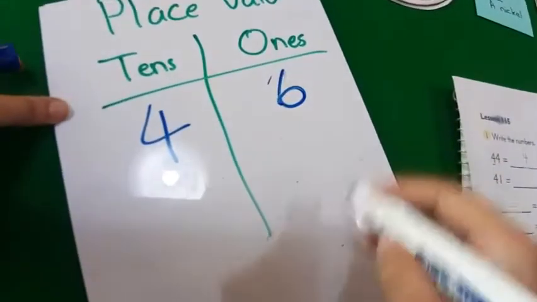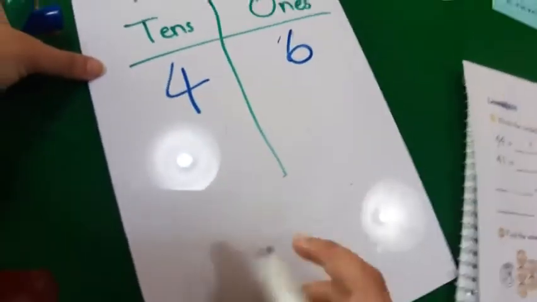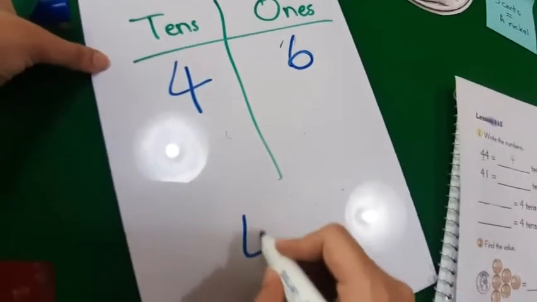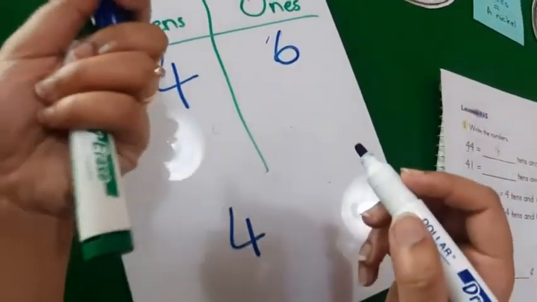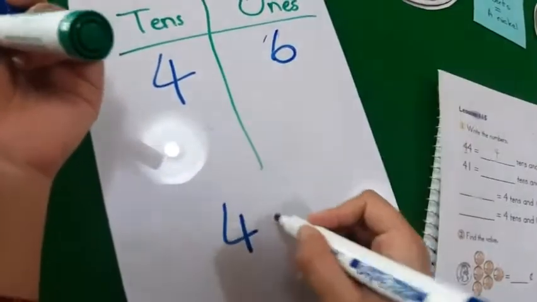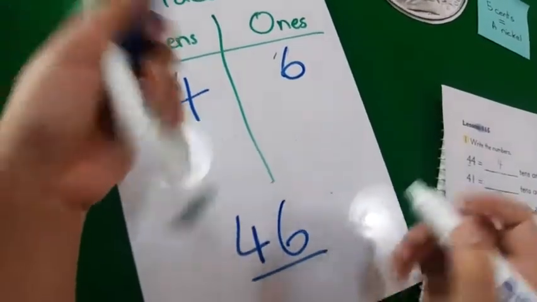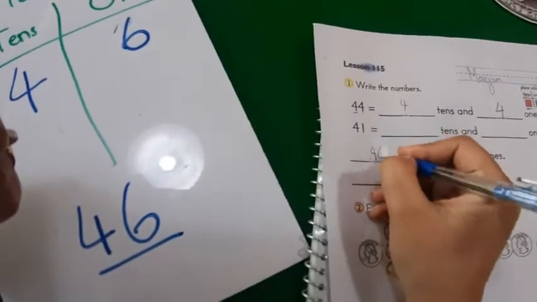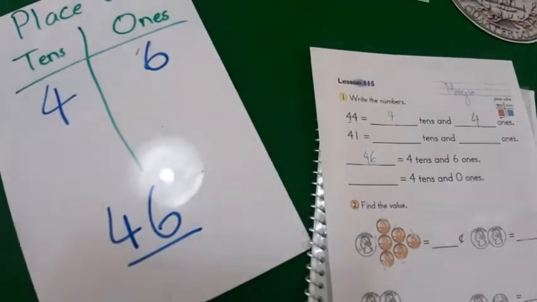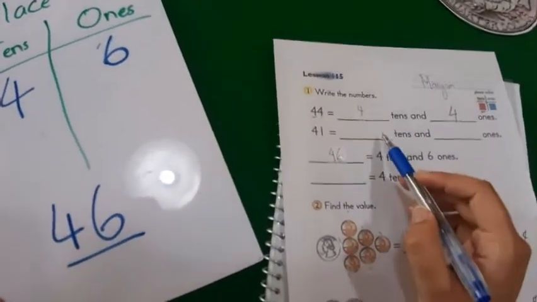Alright, now we have to put them together. So 4 comes first, that is on your left hand side, and 6 comes on the right hand side. So together it is 46. So I'm going to write here 46. Alright. Okay, now I want you to do this and this one on your own in practice.